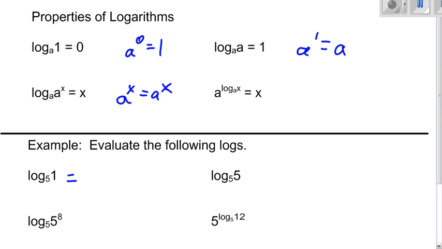So if we evaluate these, 5 to what power equals 1, that'd be 0 power. 5 to what power equals 5, that'd be the first power. 5 to what power equals 5 to the 8? That'd be 8th power. And we know that the bases cancel out, so this is just 12.